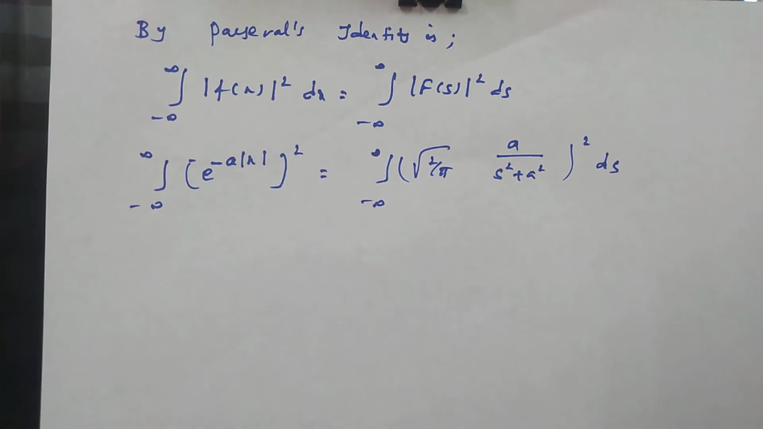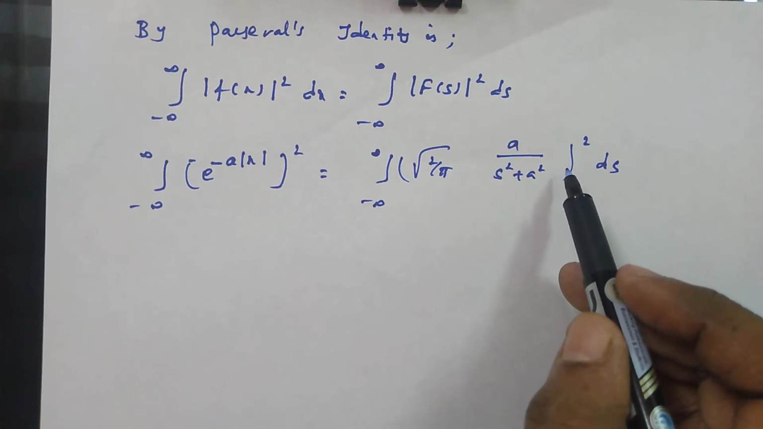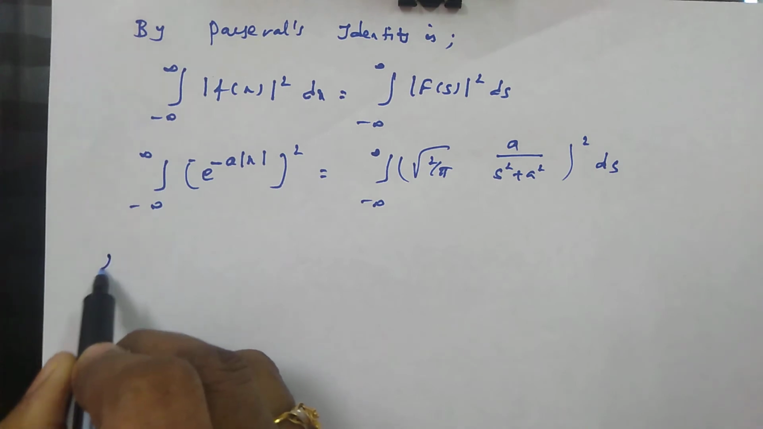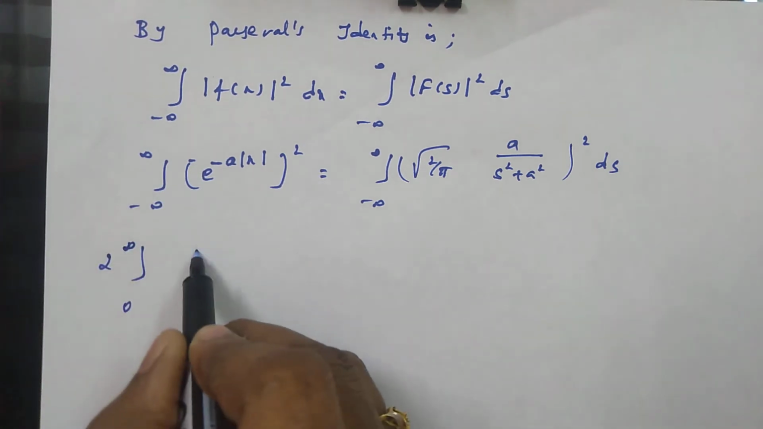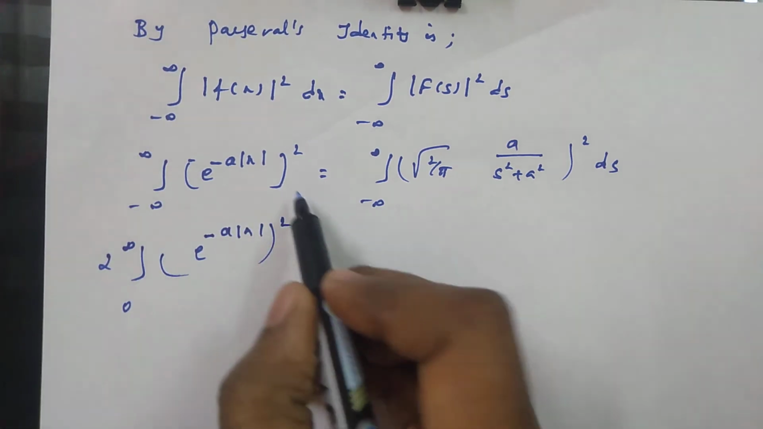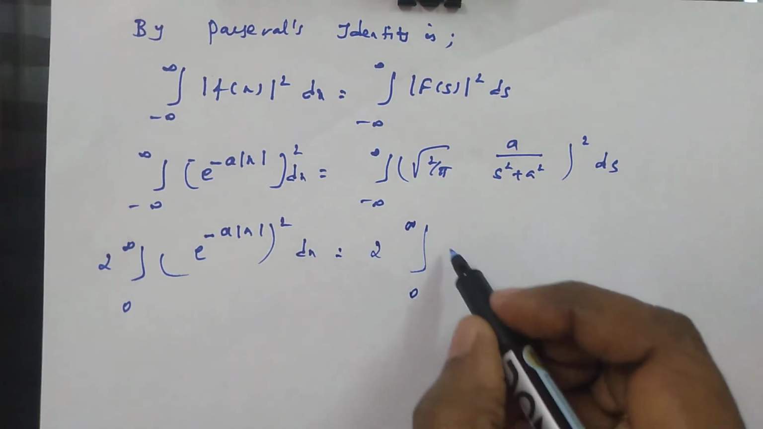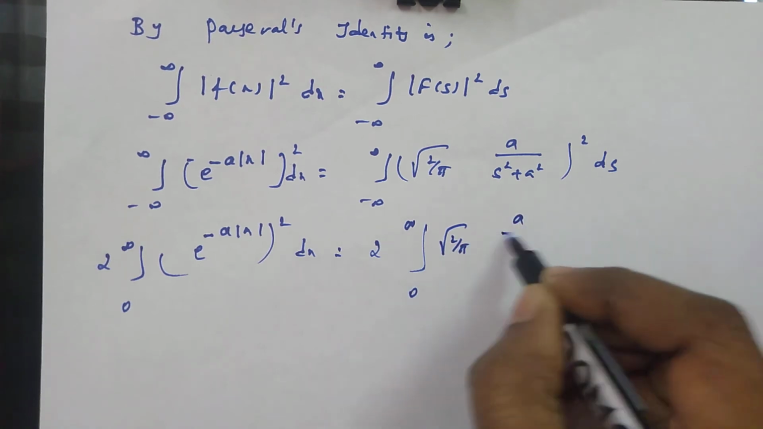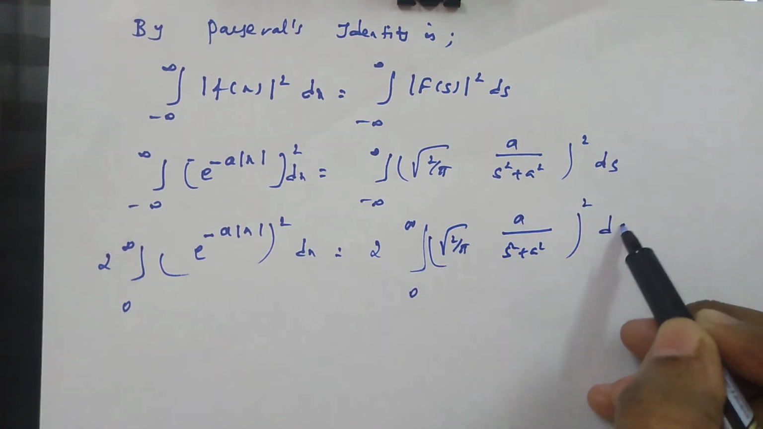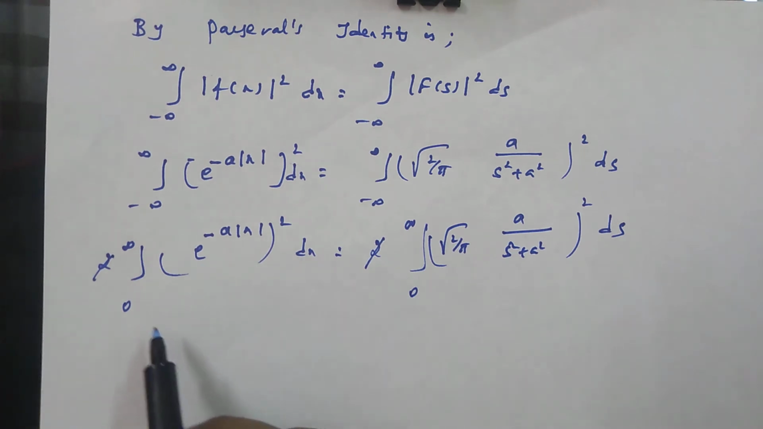Before integrating this, we know very well that this is an even function and this function is also an even function. So for an even function with the interval minus infinity to plus infinity, we can write it as 2 times the integral. So 2 times the integral 0 to infinity e power minus a mod x the whole square dx equal to 2 times the integral 0 to infinity root of 2 by pi a by s square plus a square the whole square into ds. Now this 2 on the left and right we can cancel. Here the limit is 0 to infinity.